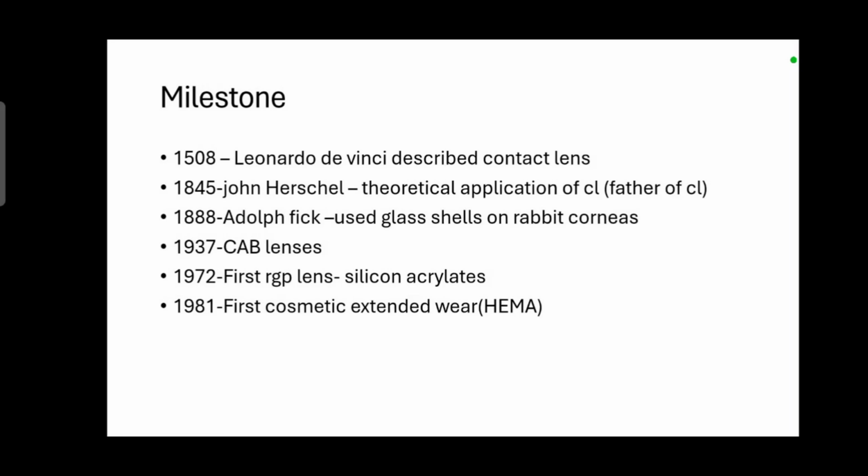Next is 1888. Adolf Fick attempted to develop a contact lens as a corrective lens device. He used glass shells on the rabbit cornea. He made his trial using glass as the lens material.